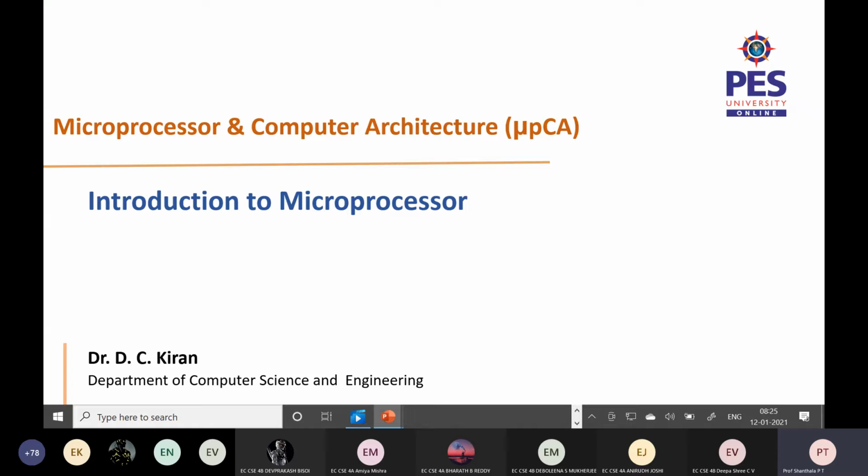The term computer architecture, some years ago, referred only to instruction set design. Other aspects of computer design were called implementation, considered uninteresting or less challenging. Under this computer architecture, microprocessor and computer organization, first we'll discuss what a microprocessor is, the introduction to the microprocessor.